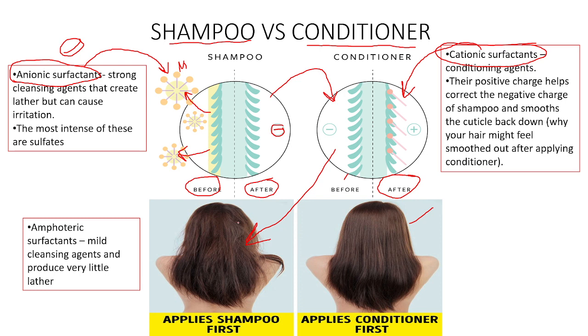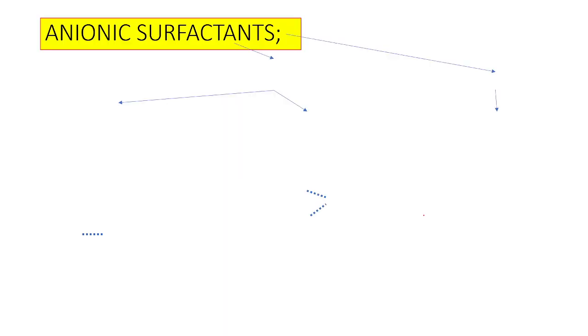After the application of shampoo, there is a chance of clumsiness of the hair. After application of the hair conditioner, the hairs will become straight and smooth. See, this is the importance of cationic and anionic surfactants. Now the discussion about the cationic surfactant is completed.